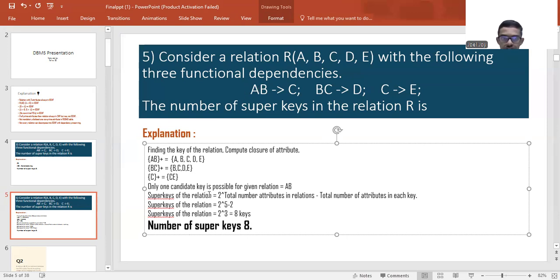So, to find the number of super keys of the relation, the formula is 2 raised to the total number of attributes in the relation minus the total number of attributes in the key. The total number of attributes is 5 because A, B, C, D, E gives 5. And the total number of attributes in the key is 2. So it will be 2 raised to 5 minus 2, which gives 2 raised to 3, which gives 8 super keys present in the relation.